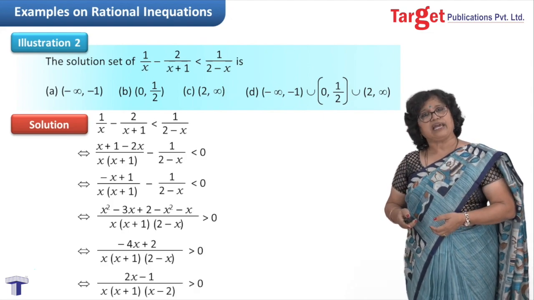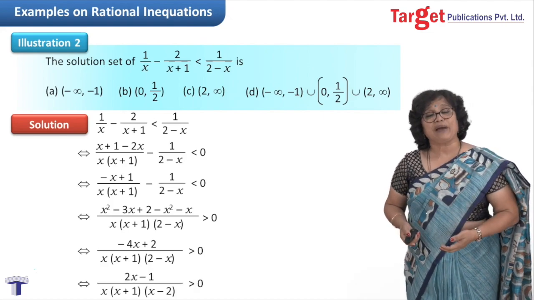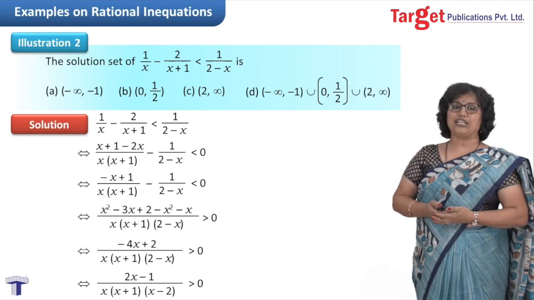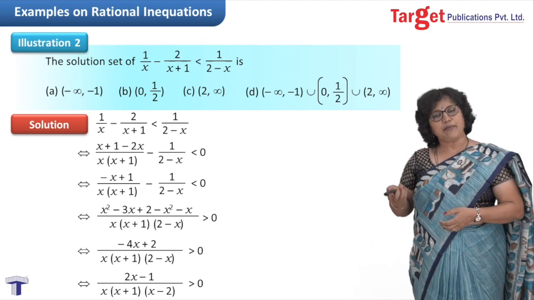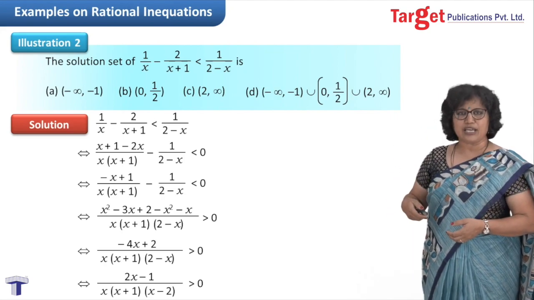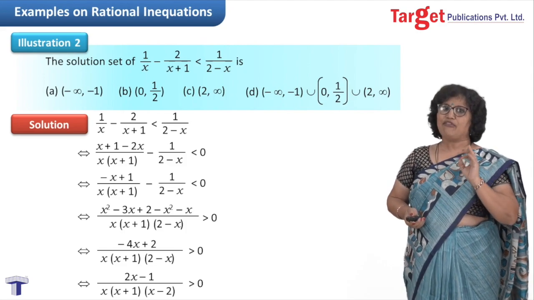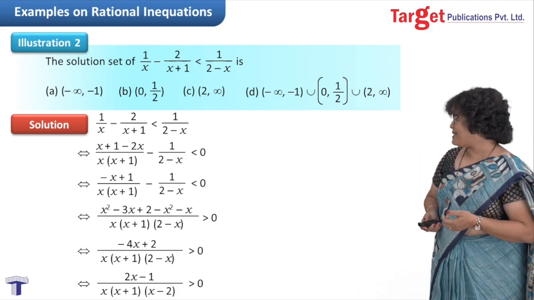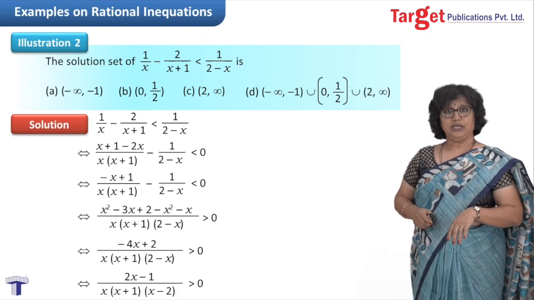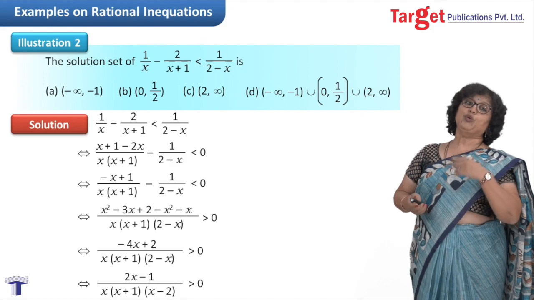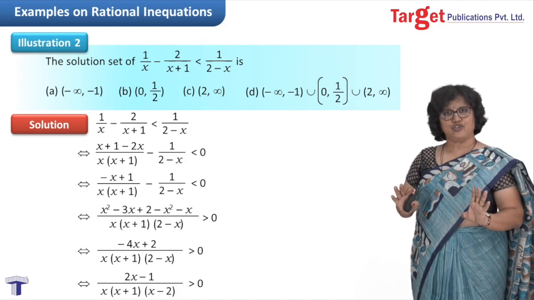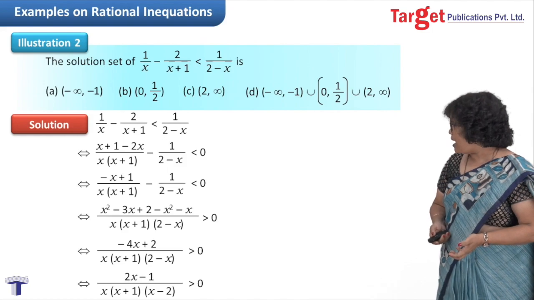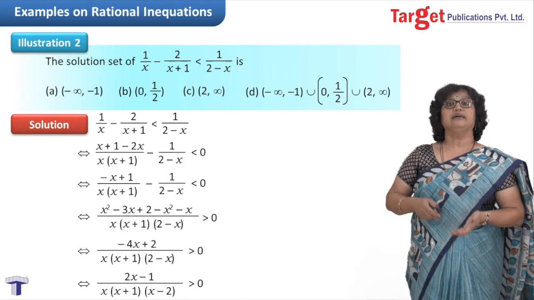Then take the LCM and simplify, the usual 7th, 8th standard algebra. And on simplification, at the end, I arrive at (2x minus 1) upon x into (x plus 1) into (x minus 2) greater than 0. If you look at those last two steps, you will realize that I had minus 4x plus 2, and in the next step I have 2x minus 1. That means I have removed minus 2 from the numerator. And in the denominator, there was a factor 2 minus x in the previous step, and in the next step I have written it as x minus 2. So I removed minus 1 from there also. The numerator's negative sign and the denominator's negative sign nullify each other, so I have not brought any sign change. The last expression I get is (2x minus 1) upon x into (x plus 1) into (x minus 2) greater than 0.